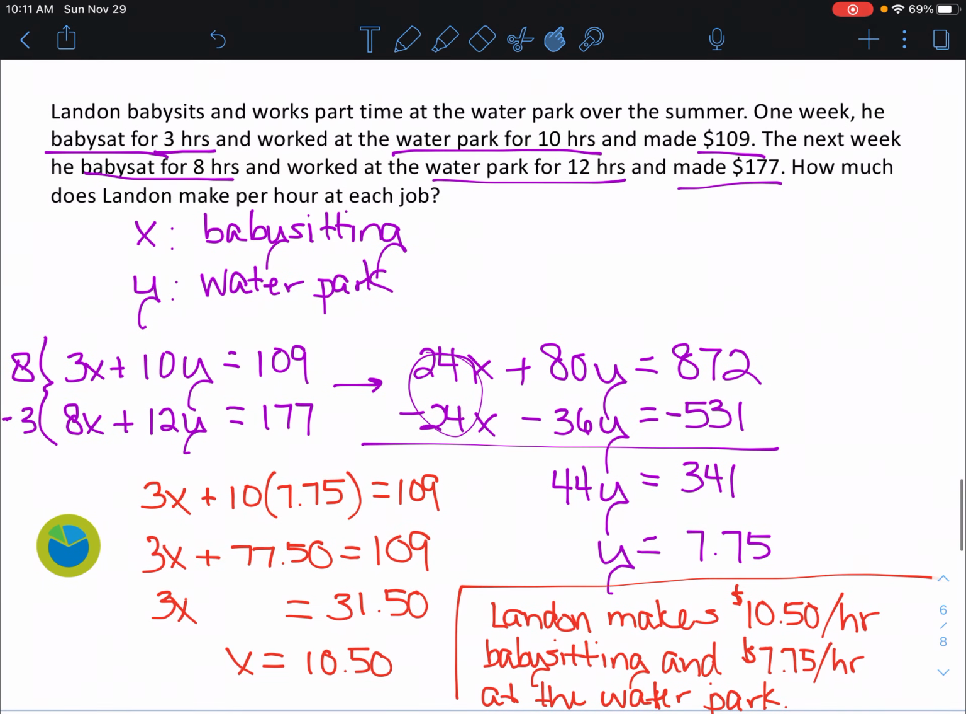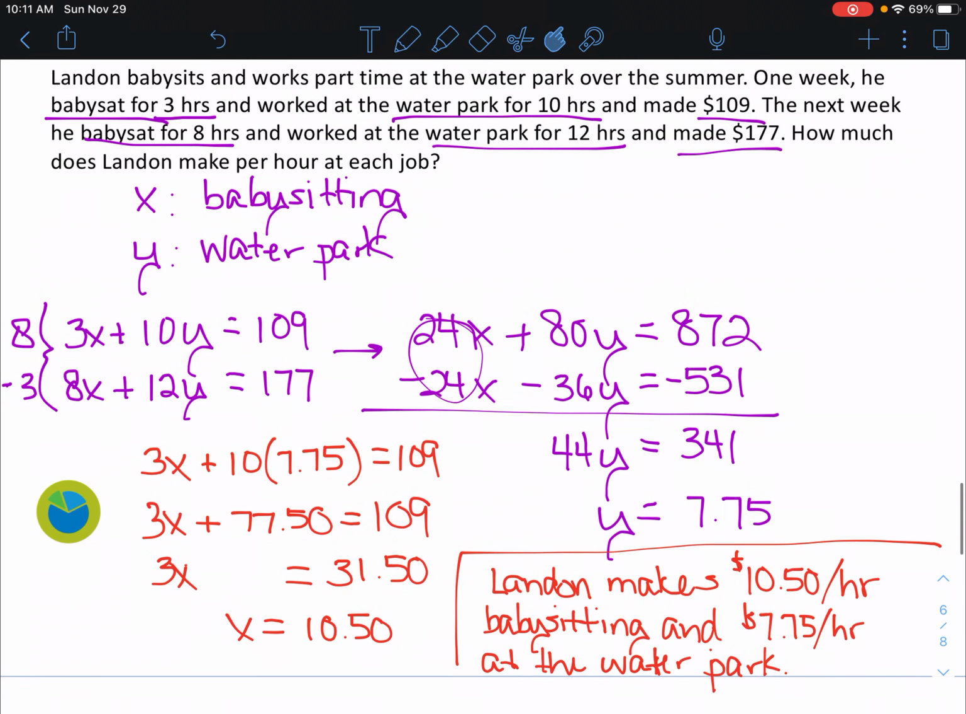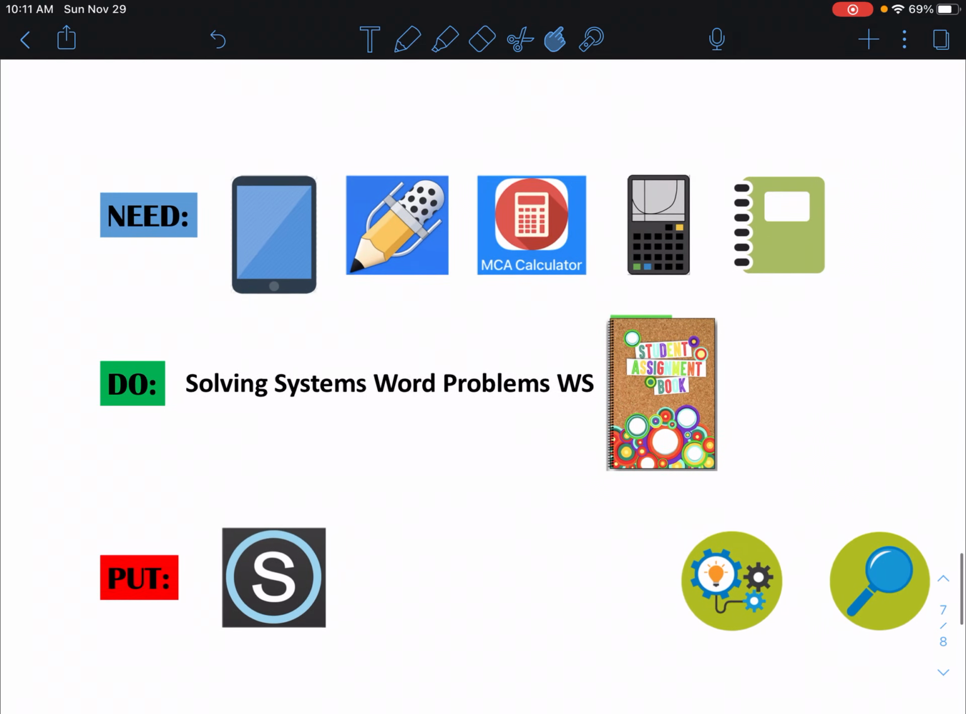All right, hopefully this makes sense. Make sure you've answered your question that they asked. How much does Landon make per hour at each job? We've done that properly. Okay.